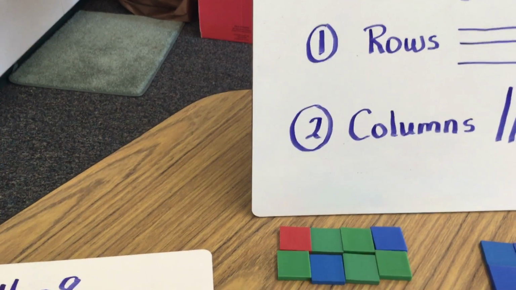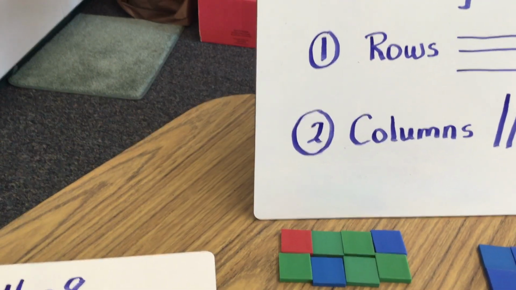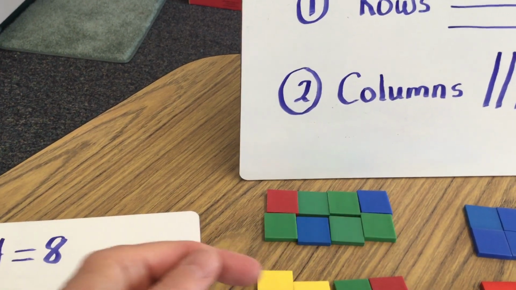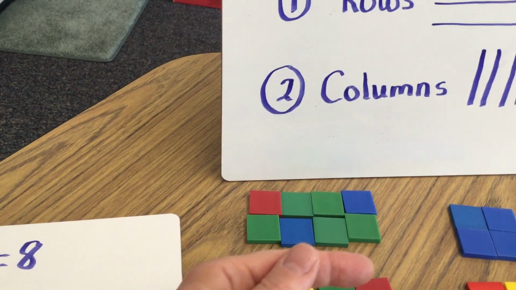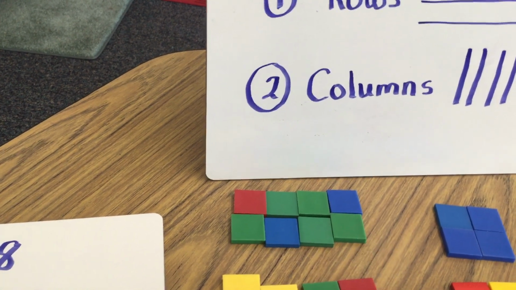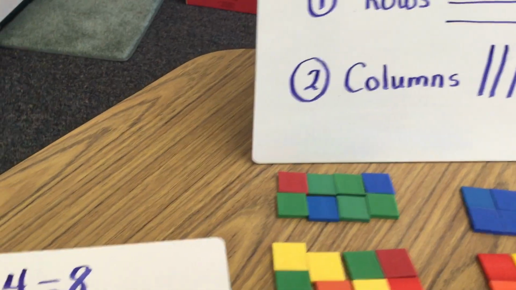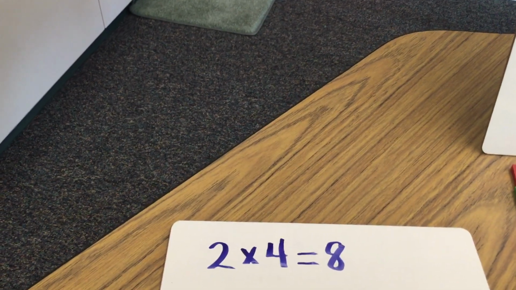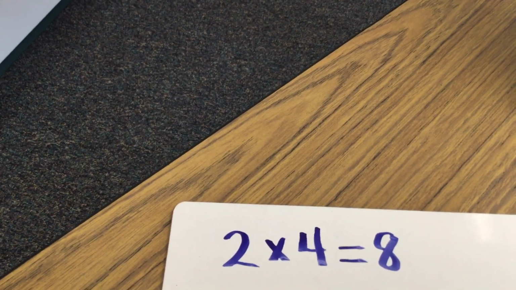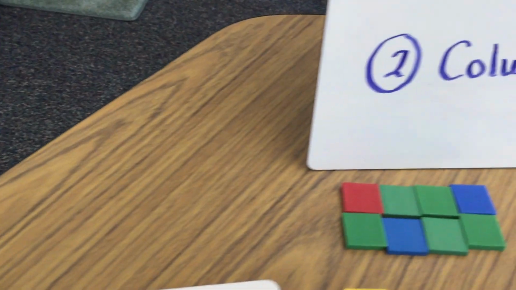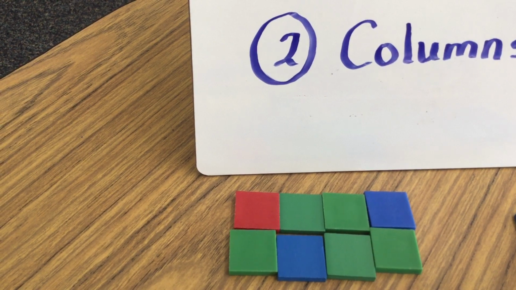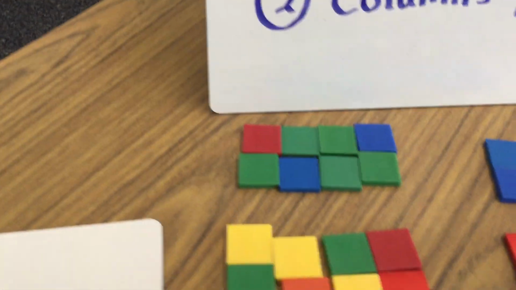How many rows are there? There are 2 rows. Remember, rows are the horizontal tiles. There are 2 rows of horizontal tiles. And now we're going to look at the columns. There are 1, 2, 3, 4 columns. So we're going to call that a 2 by 4 array. And if I write a number sentence for it, I would say 2 times 4 equals 8. There are 8 tiles in there. 2 times 4 equals 8. Isn't that cool? Let's do the next one.